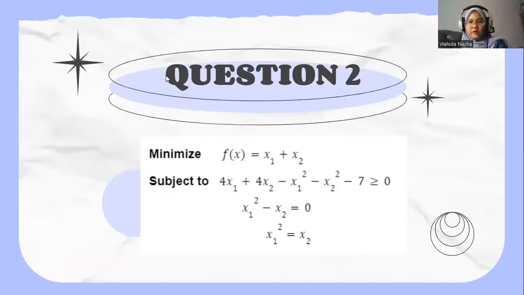Okay, for question 2, the question is: minimize f(x) equal to x1 plus x2 subject to 4x1 plus 4x2 minus x1 square minus x2 square minus 7 greater than 0, x1 square minus x2 equal to 0, and lastly x1 square equal to x2.